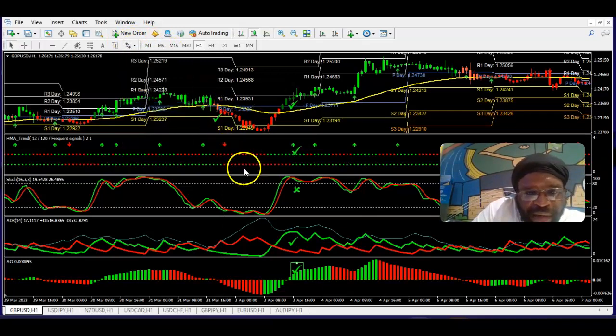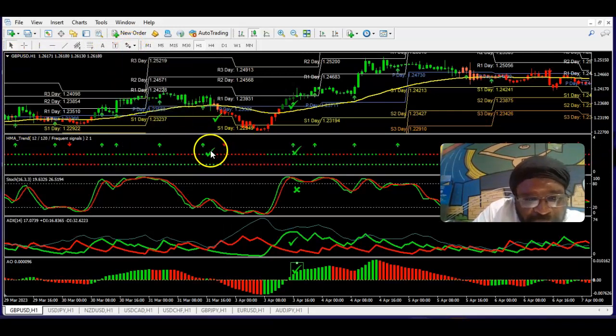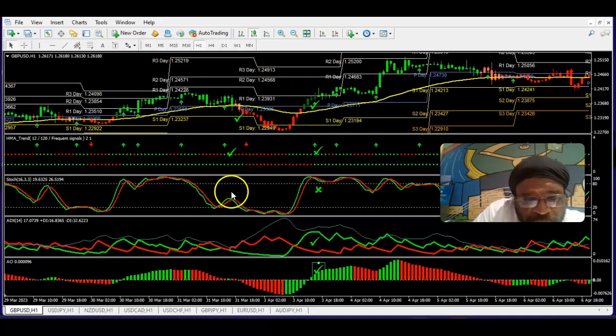We have that, right? Second qualification, we must have our HMA trend saying we're ready to sell. That will be our second confirmation. We do have this arrow, which is right here. So check. Step 2, okay?